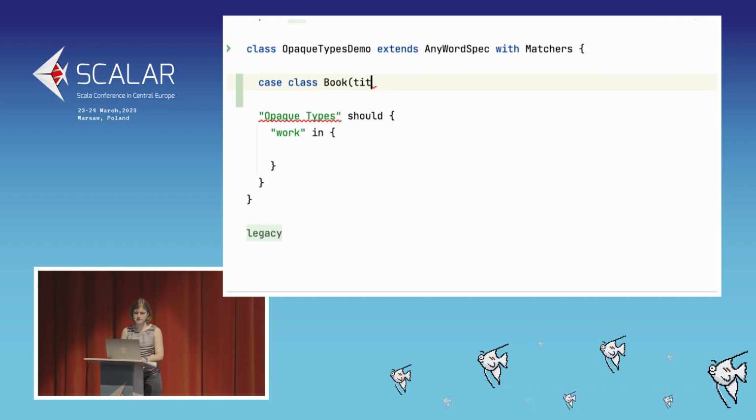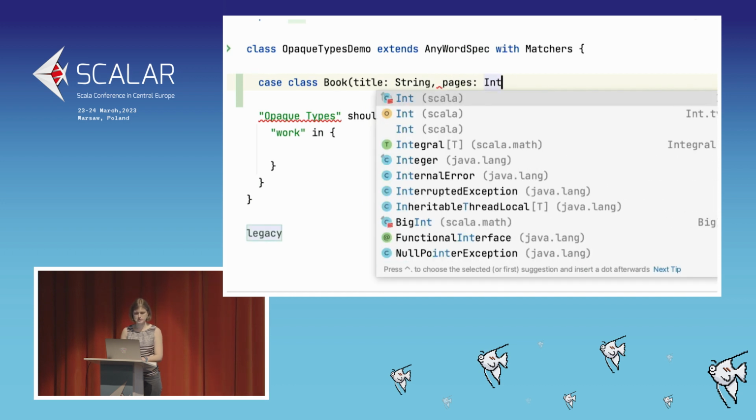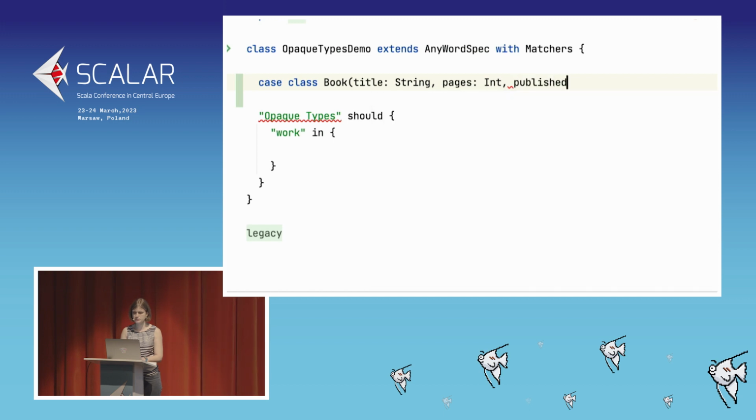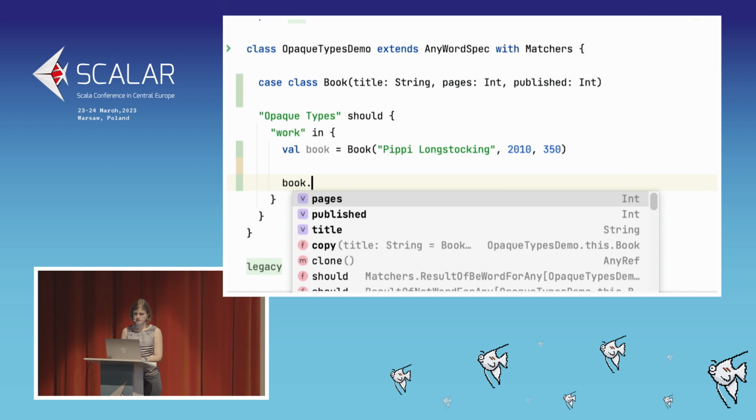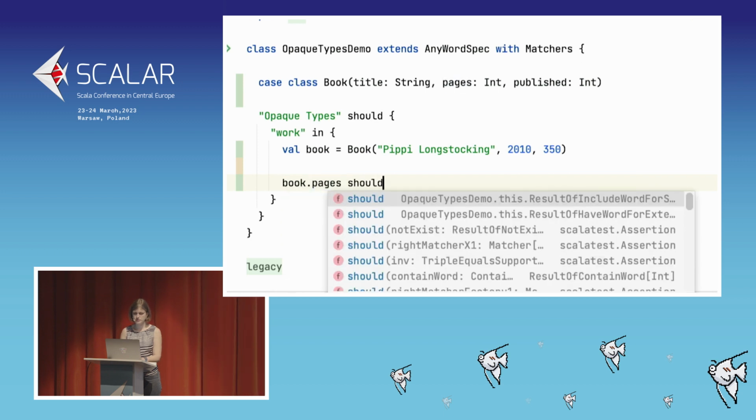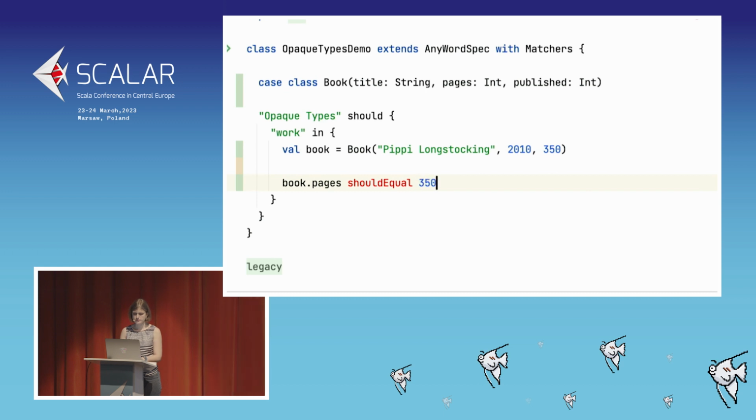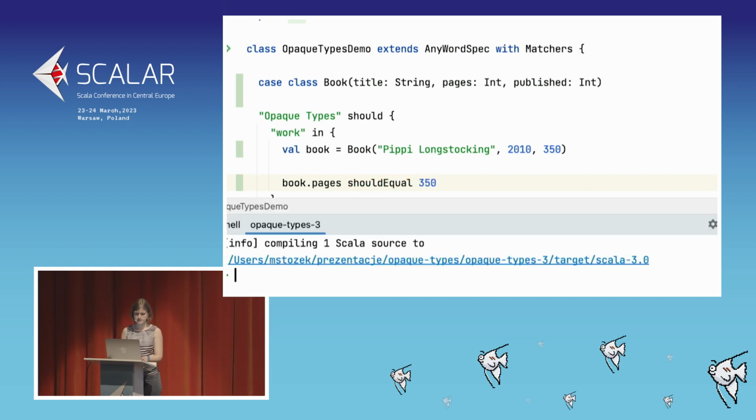And the book has a title, which is a string. It has the number of pages, which is a simple integer. And the year when it was published will also be an integer. And this is our domain type. And for that, let's write a very simple test case. So we have an instance of a book. Let's say it's Pippi Longstocking, because I love this character. And it was published in 2010, and it has 350 pages. And let's write a simple assertion. We want the number of pages to equal 350. And let's run the test.